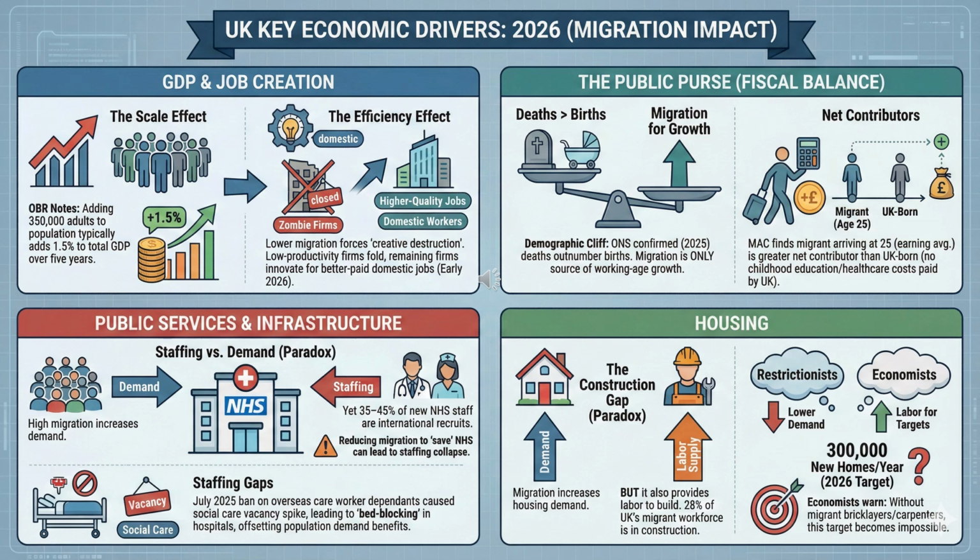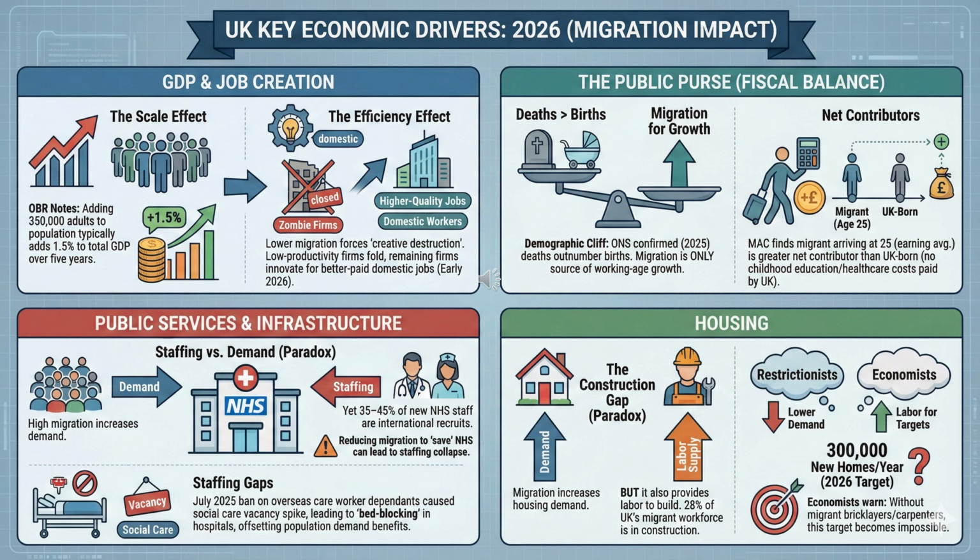Net contributors. The Migration Advisory Committee, MAC, found that a migrant arriving at age 25 and earning the UK average is a greater net contributor than a UK-born worker because the UK did not have to pay for their childhood education or healthcare.